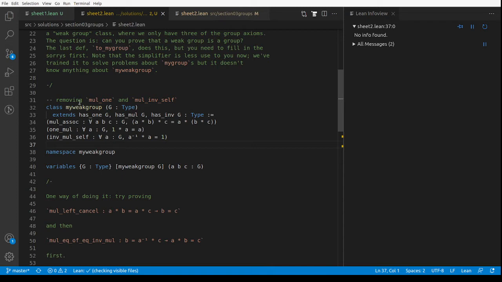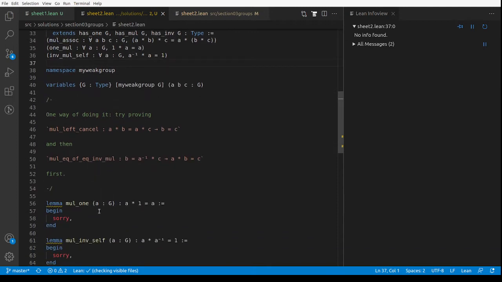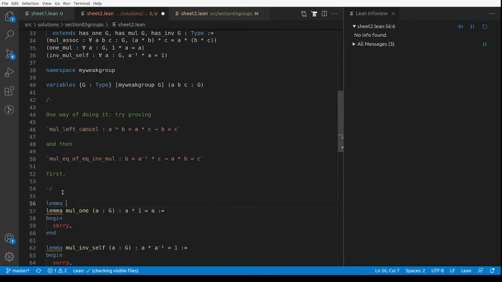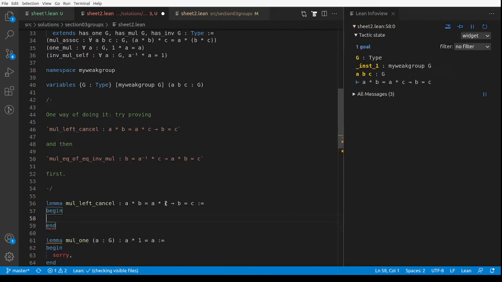So how are we going to prove that if we have a weak group, which is something with a 1, a multiplication, and an inverse that satisfies only these 3 axioms, that it satisfies the other 2, mul1 and mulinv self? Presented without any clues at all, that's really quite a tricky problem, but I've given you these hints here. So first of all, we should prove mulinv cancel, which I claim is this result here.